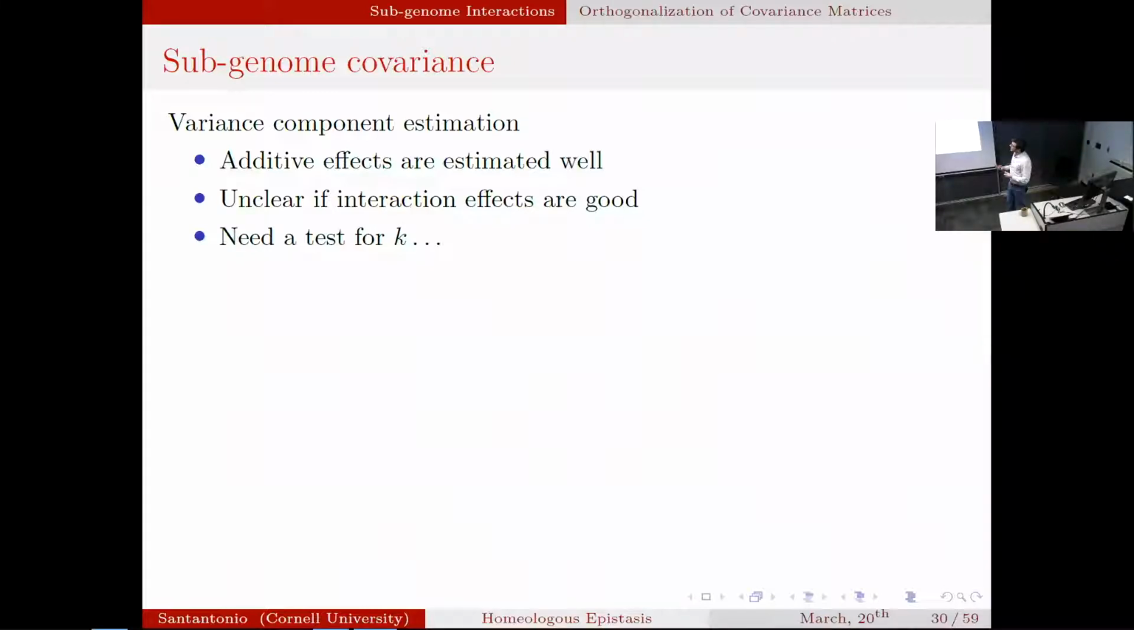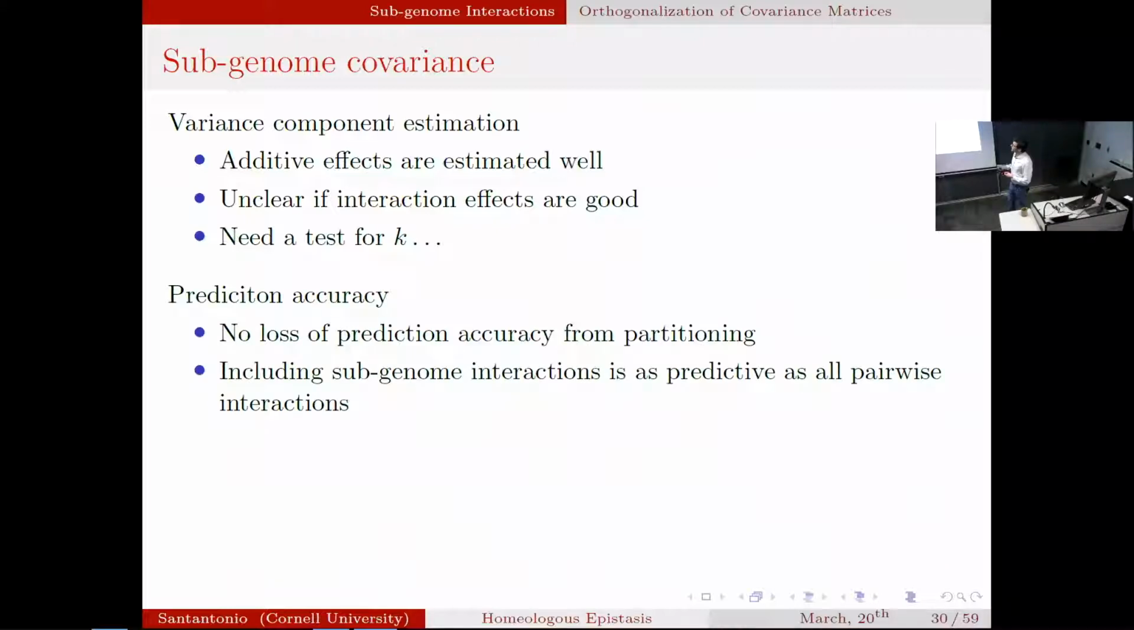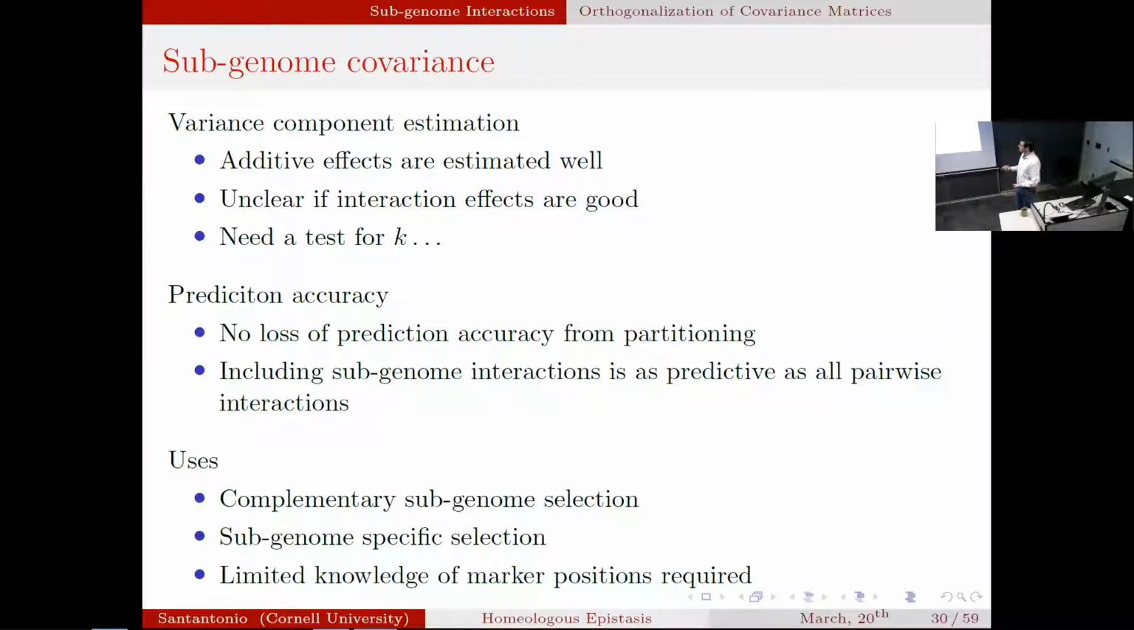Okay, so we estimate the additive effects relatively well. It's not certain if we get good interactions. We don't lose prediction accuracy, so there's no reason not to do this from a predictive perspective, but it's unclear how you would then make selections on each individual one, right? We can do complementary subgenome selection. We select individuals that have particularly good A's versus individuals that have particularly good B's. We can select certain subgenomes.